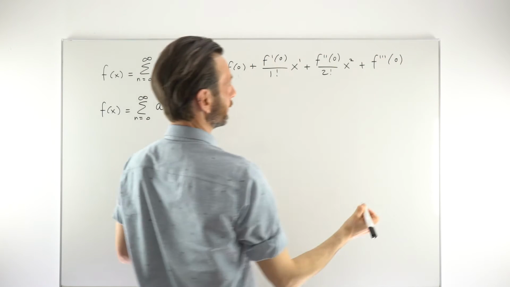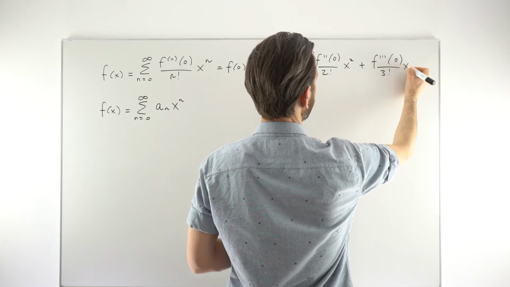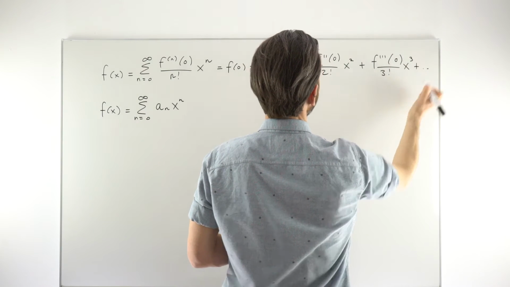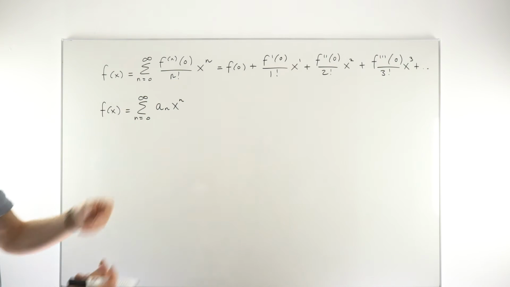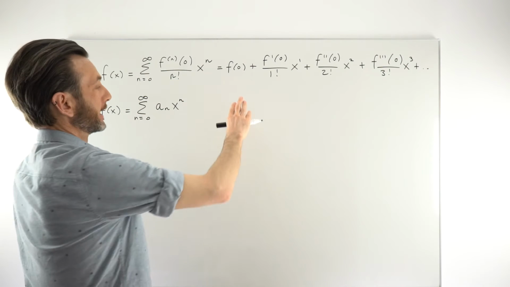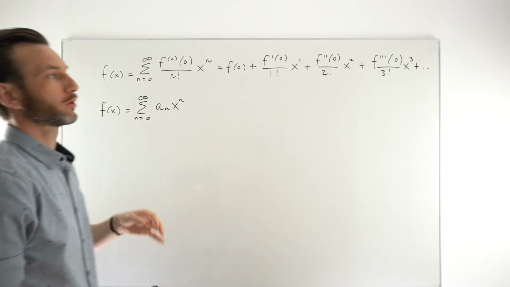So the third derivative evaluated at 0 over 3 factorial, and this is going to be then going with the x cubed term. You would just carry on like that. So the nth term would look like this, and that's basically how we generate the series. And this series represents this function, but not necessarily everywhere.